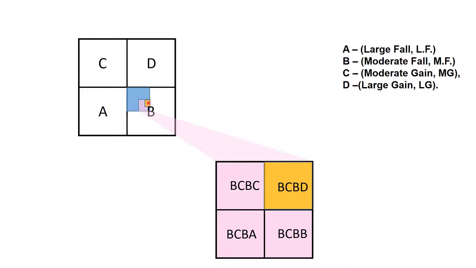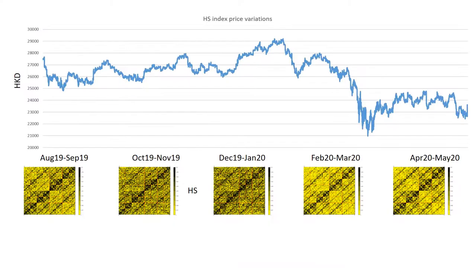It can be further subdivided into, as you see, this yellow one is a BCBD. That means that particular index future has a large gain. Next minute it had a moderate fall, then it had a moderate gain, and then again a moderate fall. So that is how these things would vary, and we analyzed this for the Hong Kong index, the Hong Kong fund.